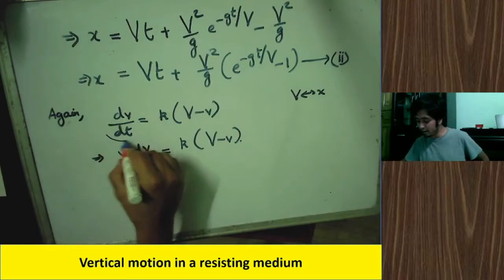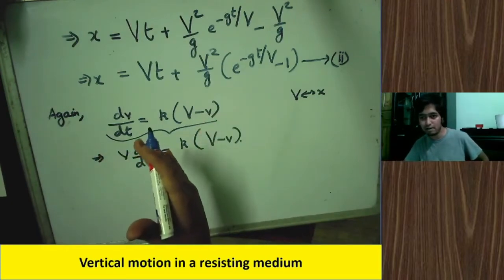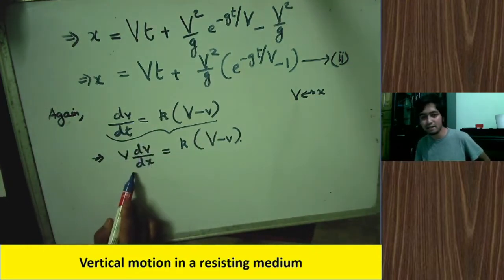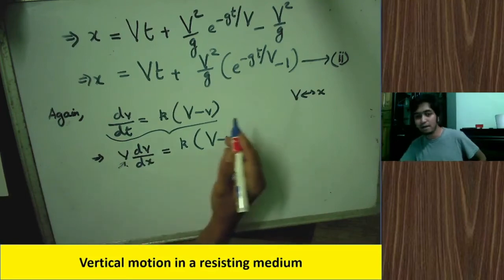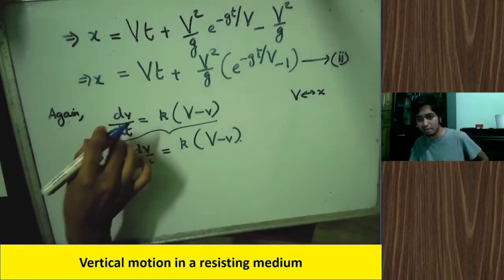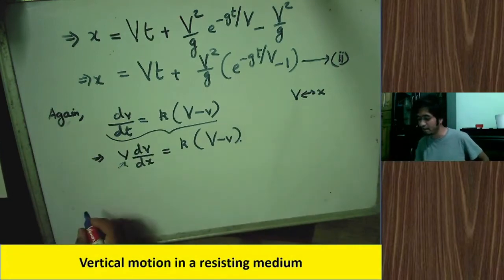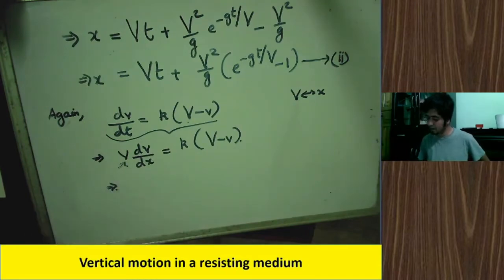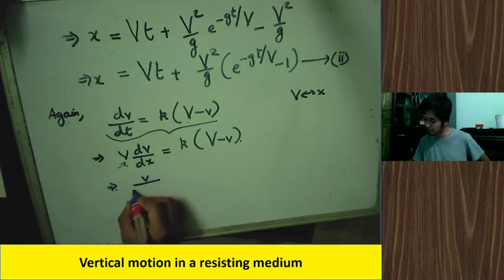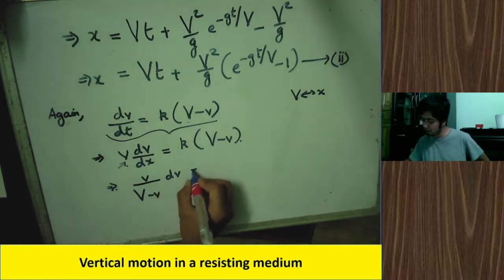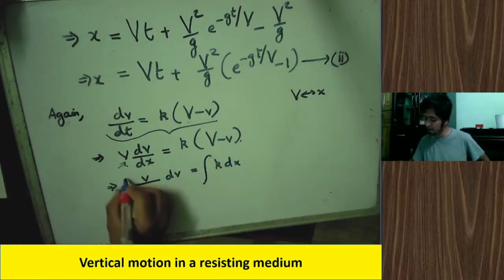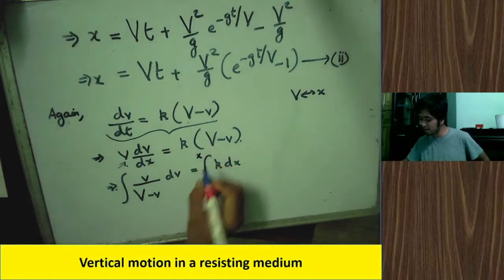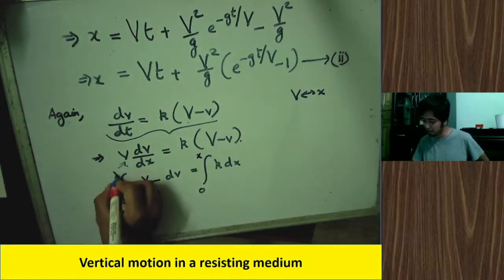Again I repeat, how did I get this one? It is from the first few lines at the start of the problem, and then we have replaced dv/dt with v dv/dx, small v over here. I am using this expression for the acceleration because I want a relationship between v and x. This is capital V minus small v. Now we will separate variables: k dx. Integrate. The limits will be from 0 to x, and from 0 to v.